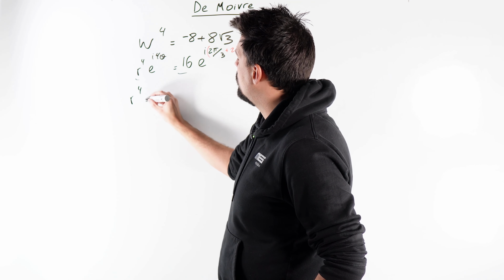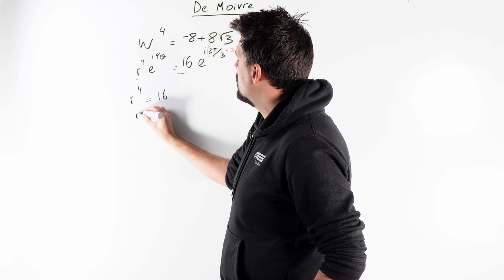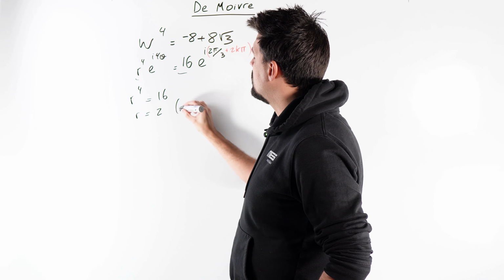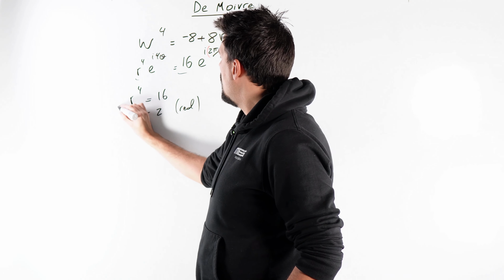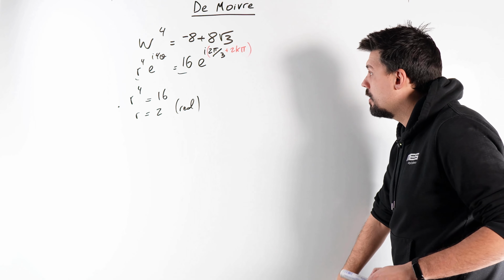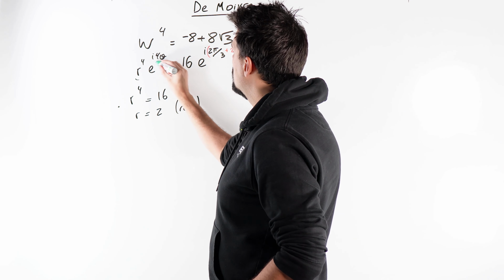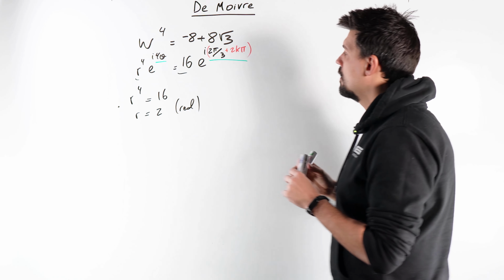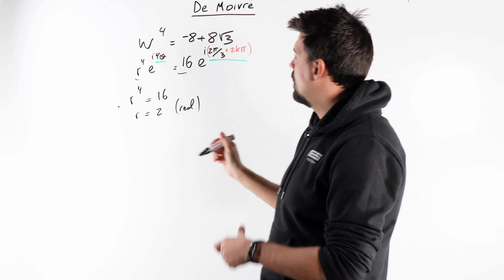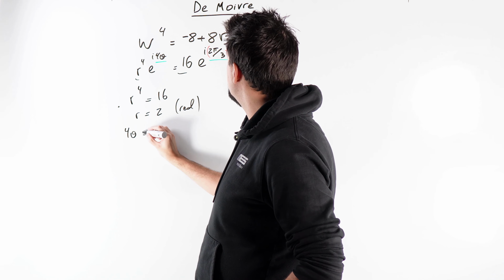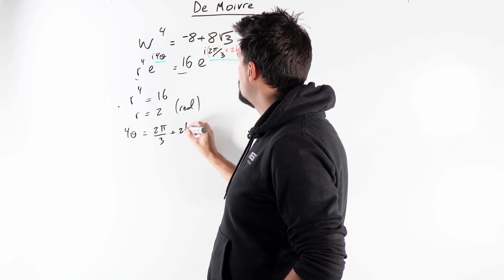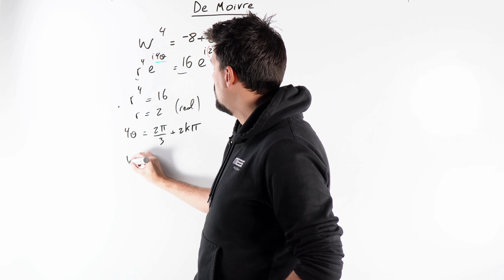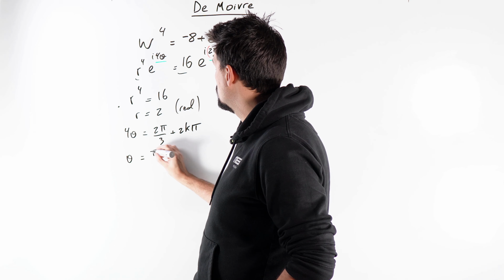So we get r to the 4 is 16, so r is 2. r needs to be real, so that's important. And then we can look at our arguments, which will tell me that 4 theta is 2 pi over 3 plus 2k pi. Divide by 4.